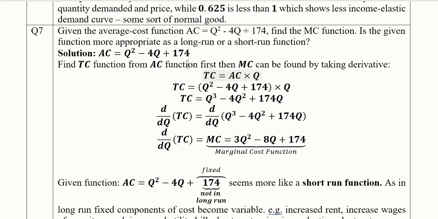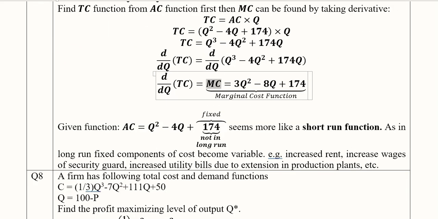So the total cost formula is this: average cost into quantity. So the value of average cost is substituted, and then we get the total cost. Total cost, when we differentiate this with respect to q, we will get this answer. And this is the marginal cost, evidently, because it is the derivative of the total cost. So we have found the first part of this question.